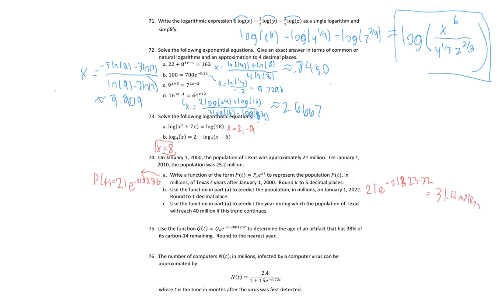Okay. And now this is predict which year the population will reach 40 million. So we're going to say 40 equals our model, and we'll solve for t. So 40 over 21 equals e to the 0.01823 t. Natural log of 40 over 21 equals 0.01823 t. So ln of 40 over 21, over 0.01823, equals t.